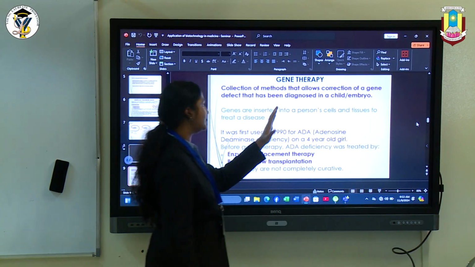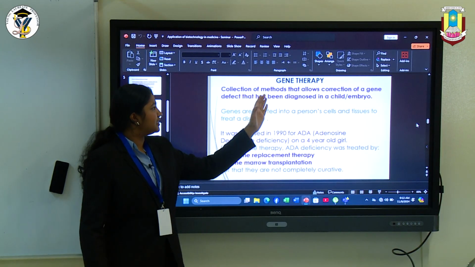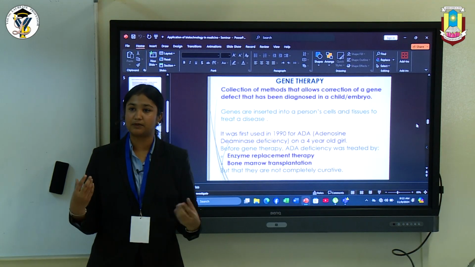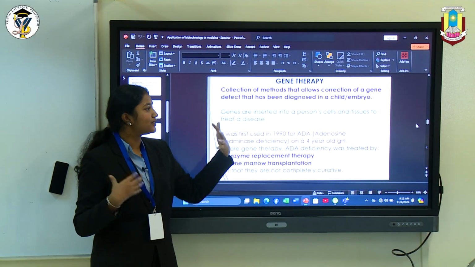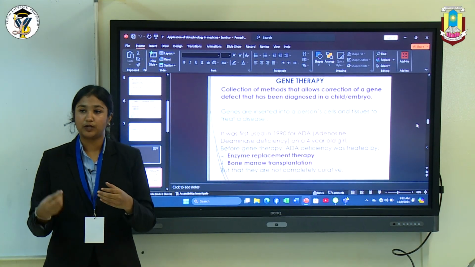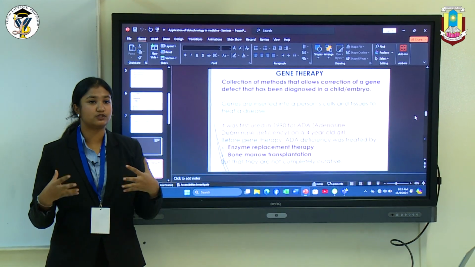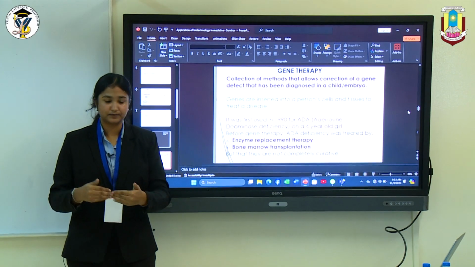Next is gene therapy. Might seem difficult in the first go, but it's easy, very easy. Gene therapy is a collection of methods that helps us to correct a defective gene. So it is done by inserting the correct gene into the cells or tissues of the patient. So gene therapy helps us to solve the problem at the gene level.